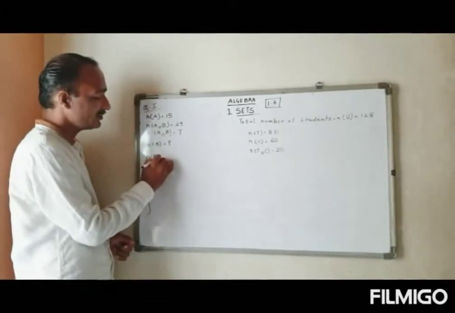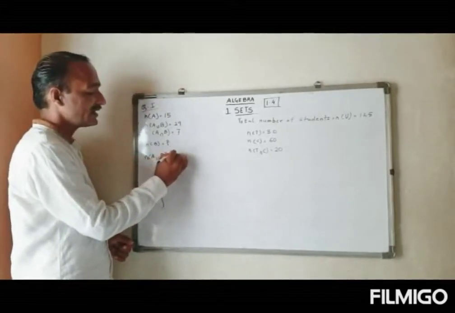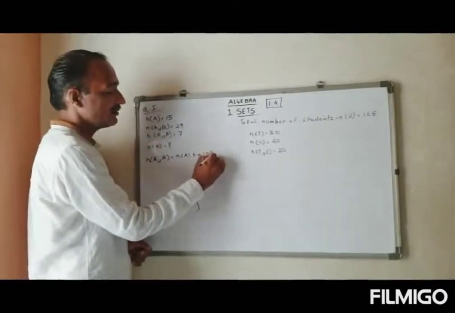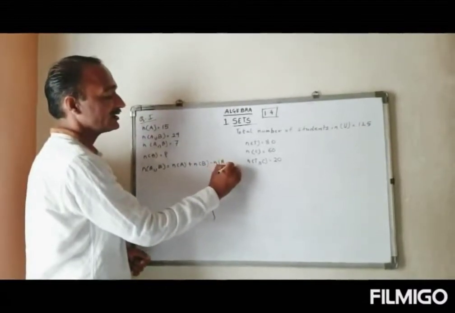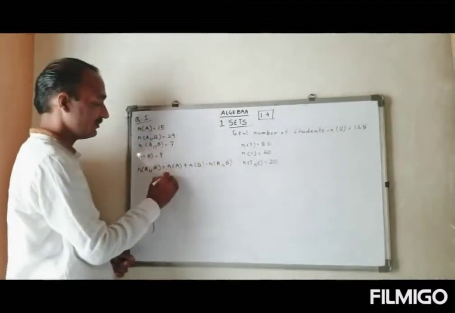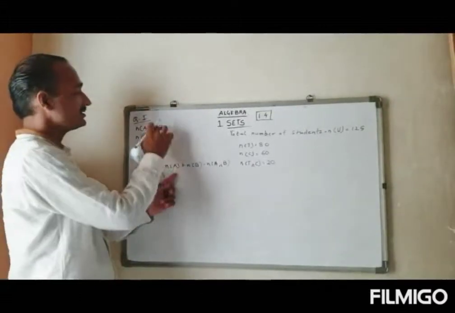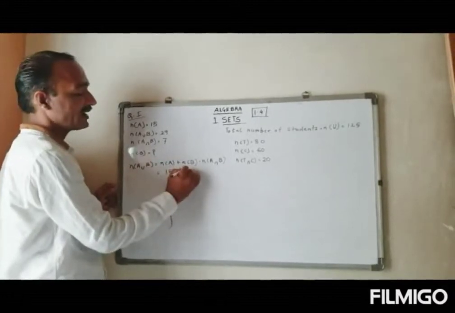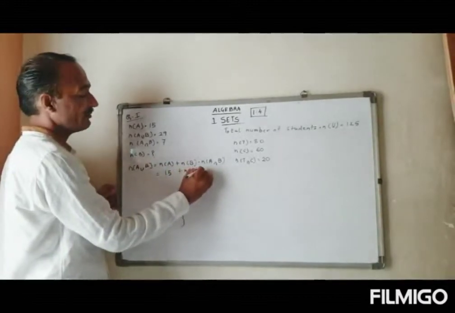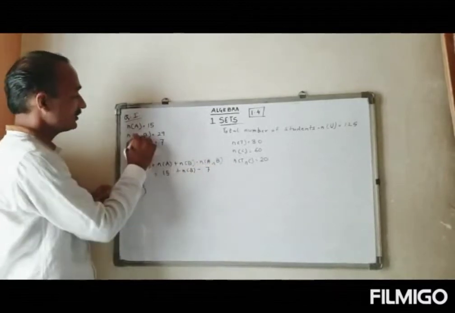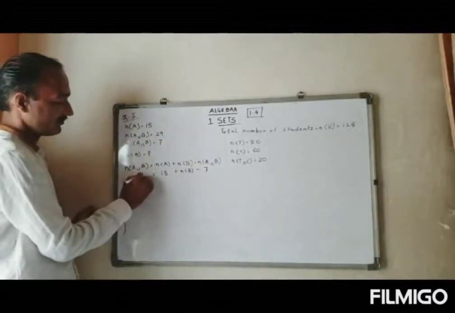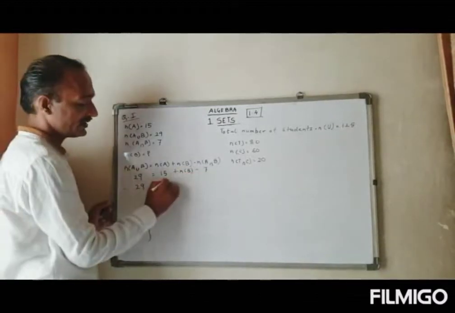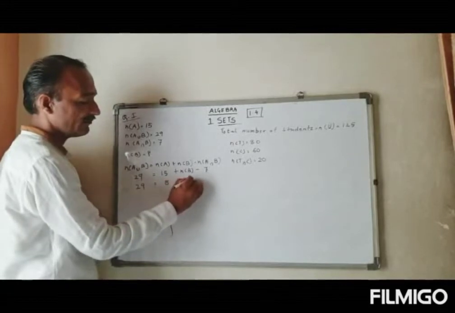Number of A union B is equal to number of A plus number of B minus number of A intersection B. Intersection, that is common. Now what is the number of A? Substitute the values. It's 15. Number of B, here I have to get. So number of B minus intersection is 7. Union is 29. Therefore 29 is equal to 15 minus 7, 8, 8 plus number of B.